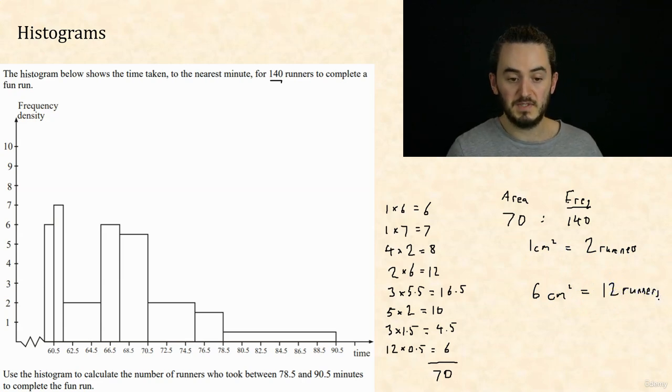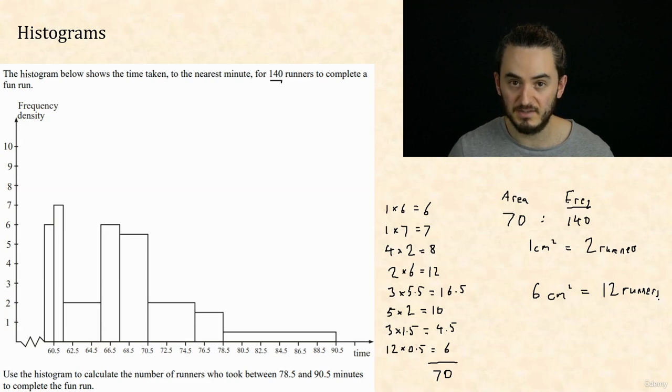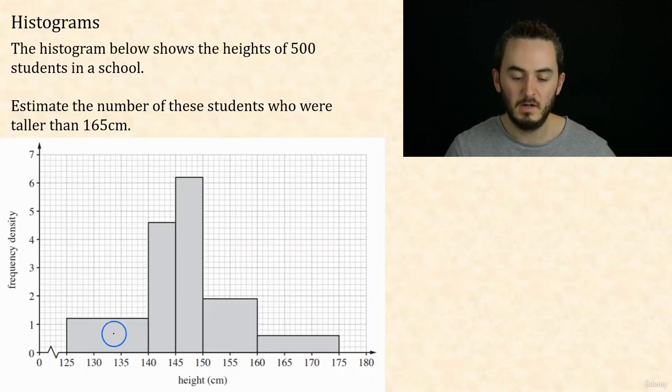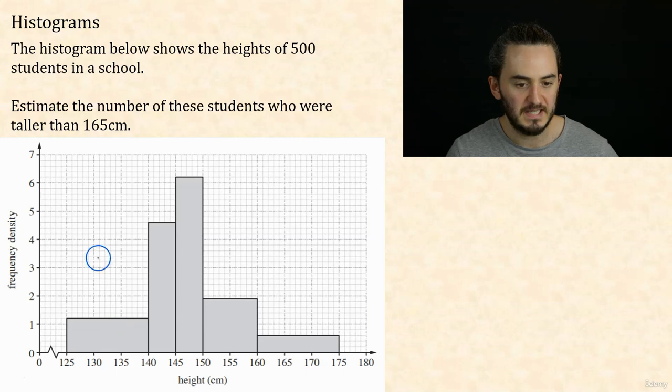So what that shows is that frequency is not exactly area. There's some proportional relationship. In this case, the frequency was just double whatever the area was. All right, let's have a look at another question here.